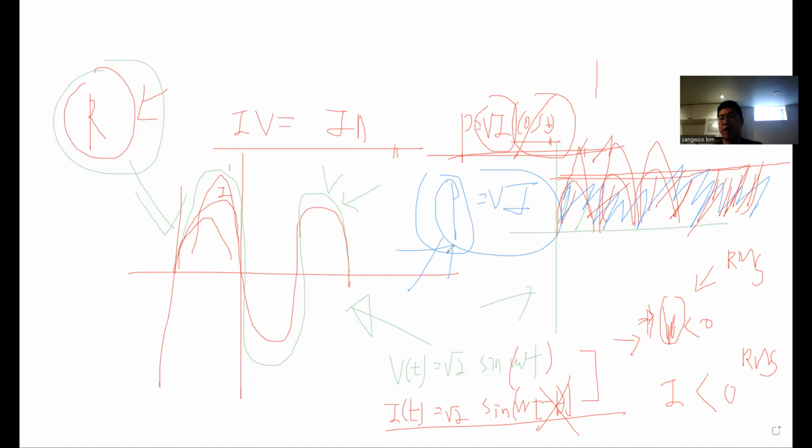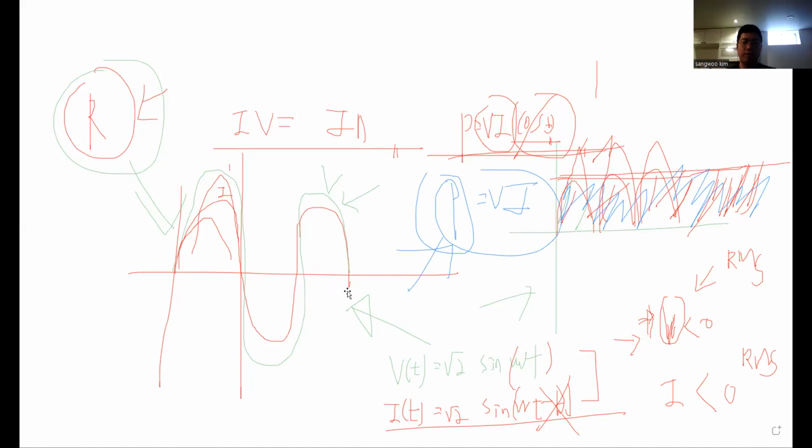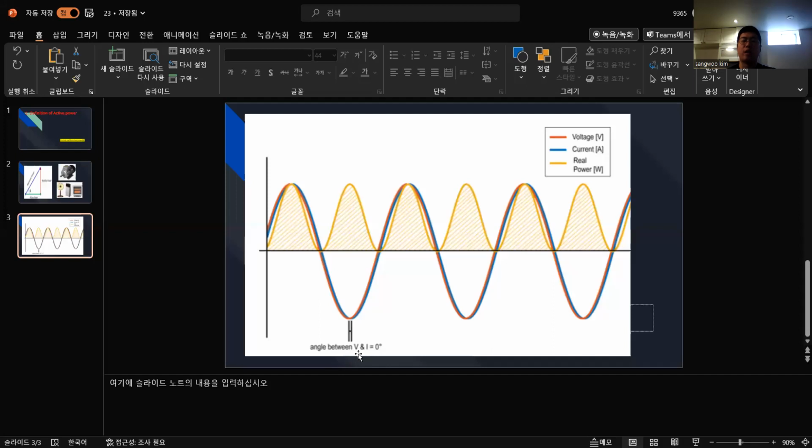That's what I wanted to explain today. What I wanted to say is V and I are in phase, so there's no angle difference between them. The only difference is dimension, right? So if we multiply V and I here, and then find the average value, that is the actual power usage. That's it for today's lecture. Next.